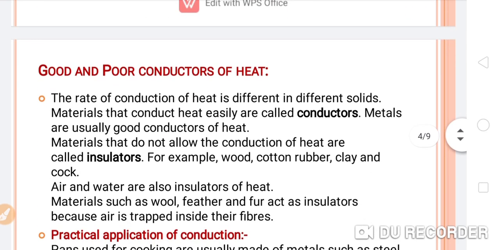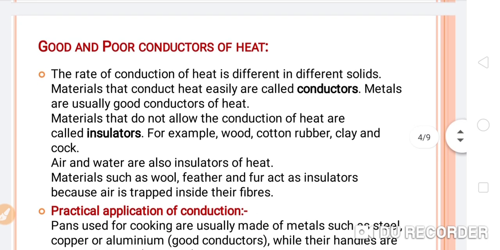Now next, good and poor conductors of heat. Let's see what is a good conductor of heat and what is a poor conductor of heat. The rate of conduction of heat is different in different solids. Materials that conduct heat easily are called conductors, like the metals. Metals are usually good conductors of heat, which I have already stated to you.